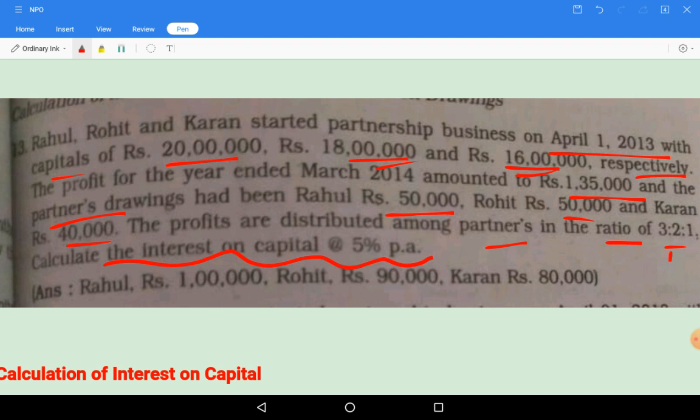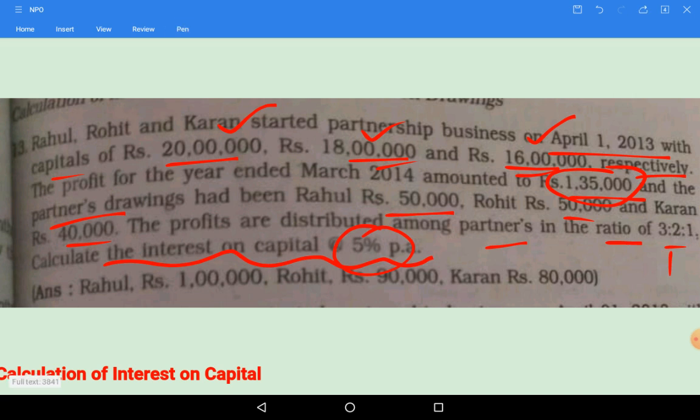This is their profit sharing ratio. This profit will be distributed among them, and their drawings are there. Assuming that partners' capitals are fixed in nature, they are having the capital 20 lakhs, 18 lakhs and 16 lakhs, and interest on capital is 5%. So we are going to calculate interest on capital here.